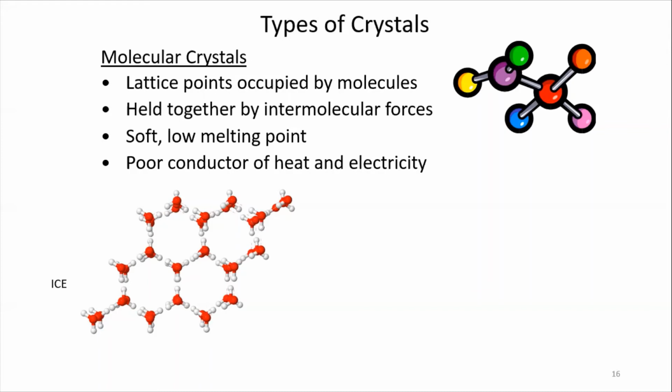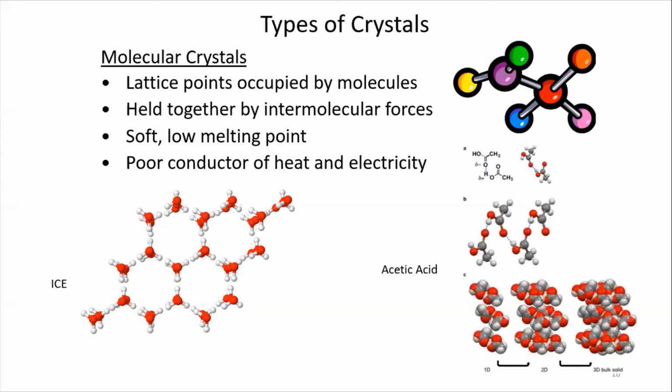Here is another compound that can also form a crystalline solid. This is acetic acid, which is the component of vinegar. And I don't anticipate that you can see this very well. I probably should have zoomed in on it. But on the top left in A, you see the Lewis structure, and you can see the hydrogen bonding interactions.